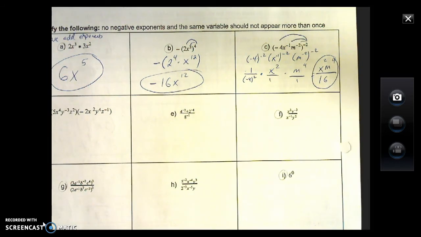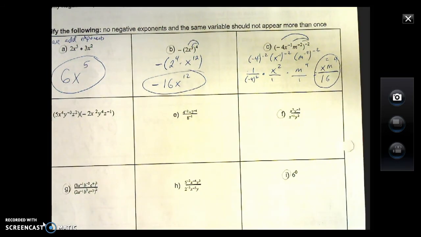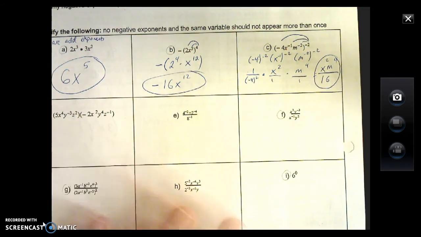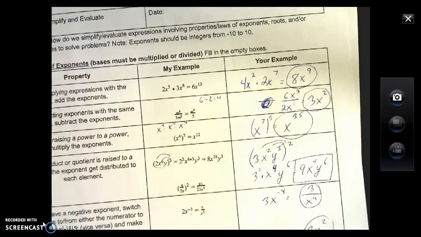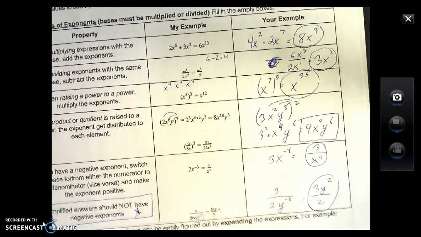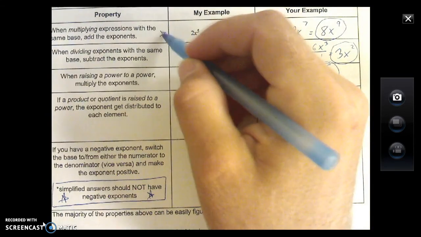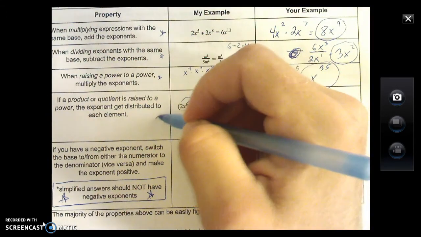So we're going to pause right here. I will come back to this then. We're going to finish up the rest of these. But this whole ticket is up on the front of the page. It's these properties of exponents. If you guys know these right here, I'm telling you that you will be in tremendous shape.